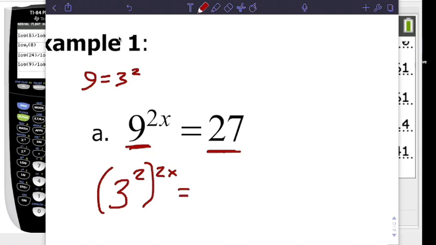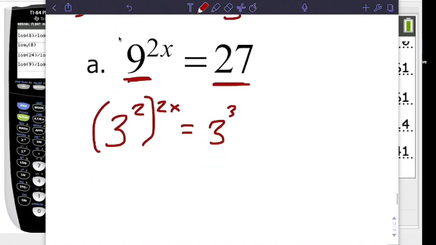Now 27, you want to see if you can rewrite 27 as 3 raised to something as well, because the whole idea is if you have the common bases, then we can cancel your bases out. First of all, 27 is going to be 3 cubed instead. So we're going to change this 27 to 3 cubed. Once you simplify, after you multiply, this will be 3 raised to 4x equals 3 raised to 3.